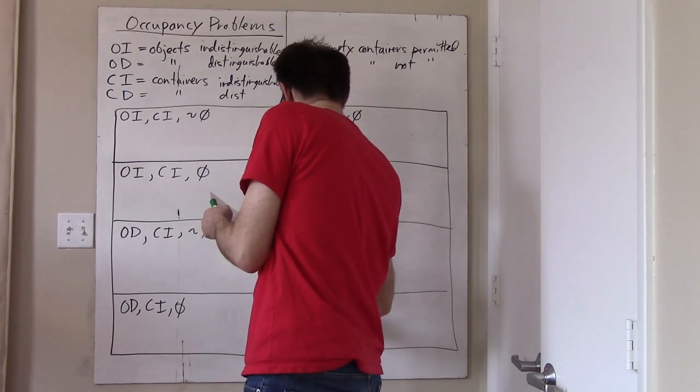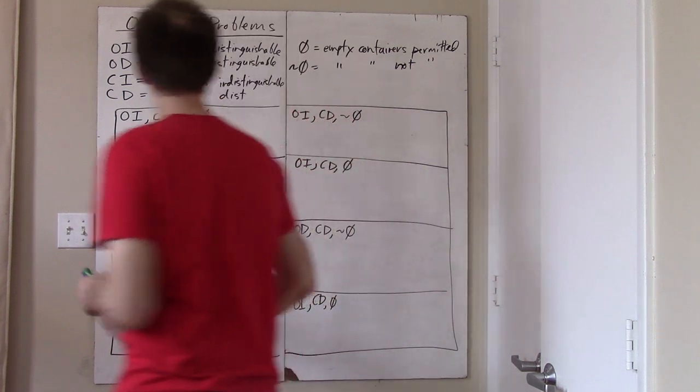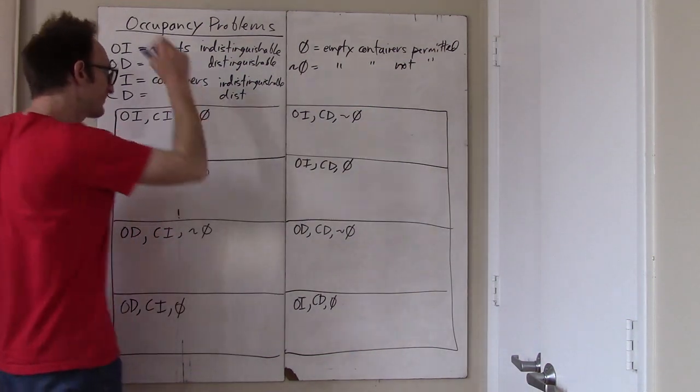And here we are. Objects indistinguishable, containers distinguishable, empty. Okay. Good. We do it. Okay. So what's going on here? Well, I'm not going to write all these words out, but they're all on the paper, and I will say them all out loud. For each of these eight scenarios, I've created stories.